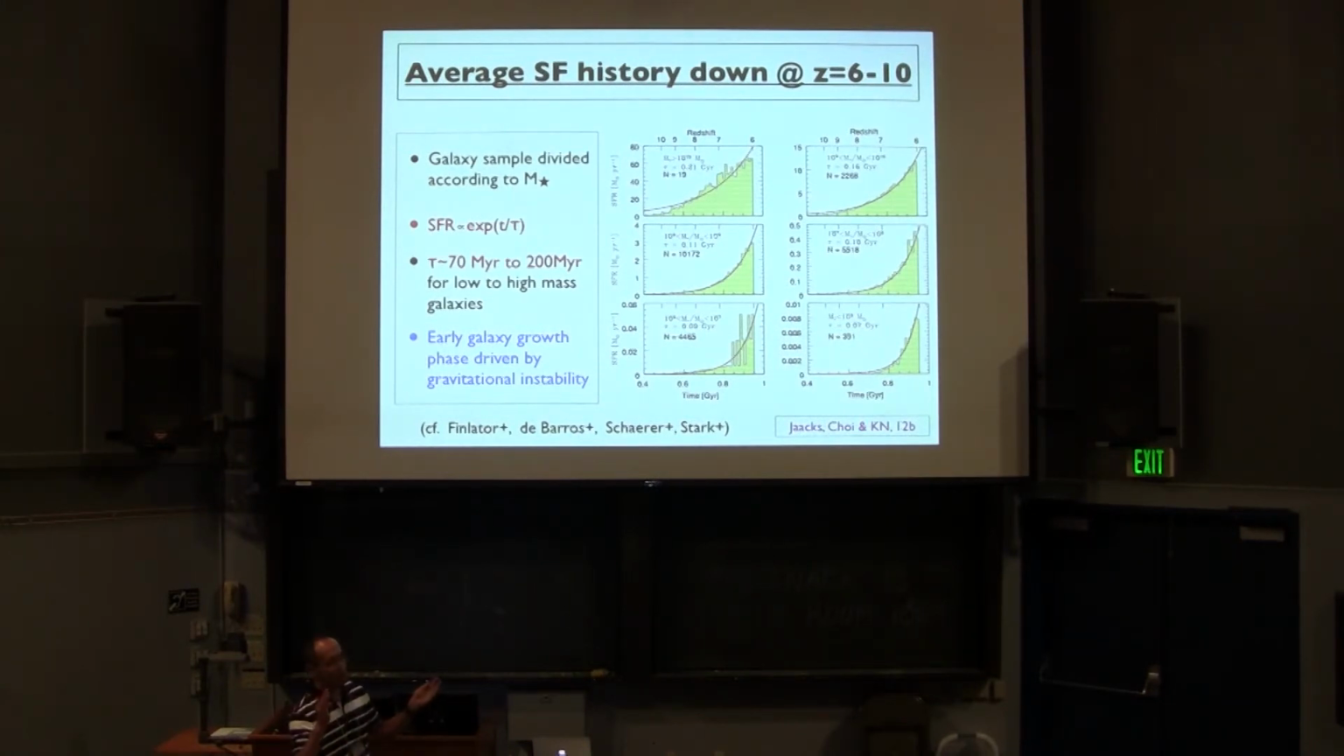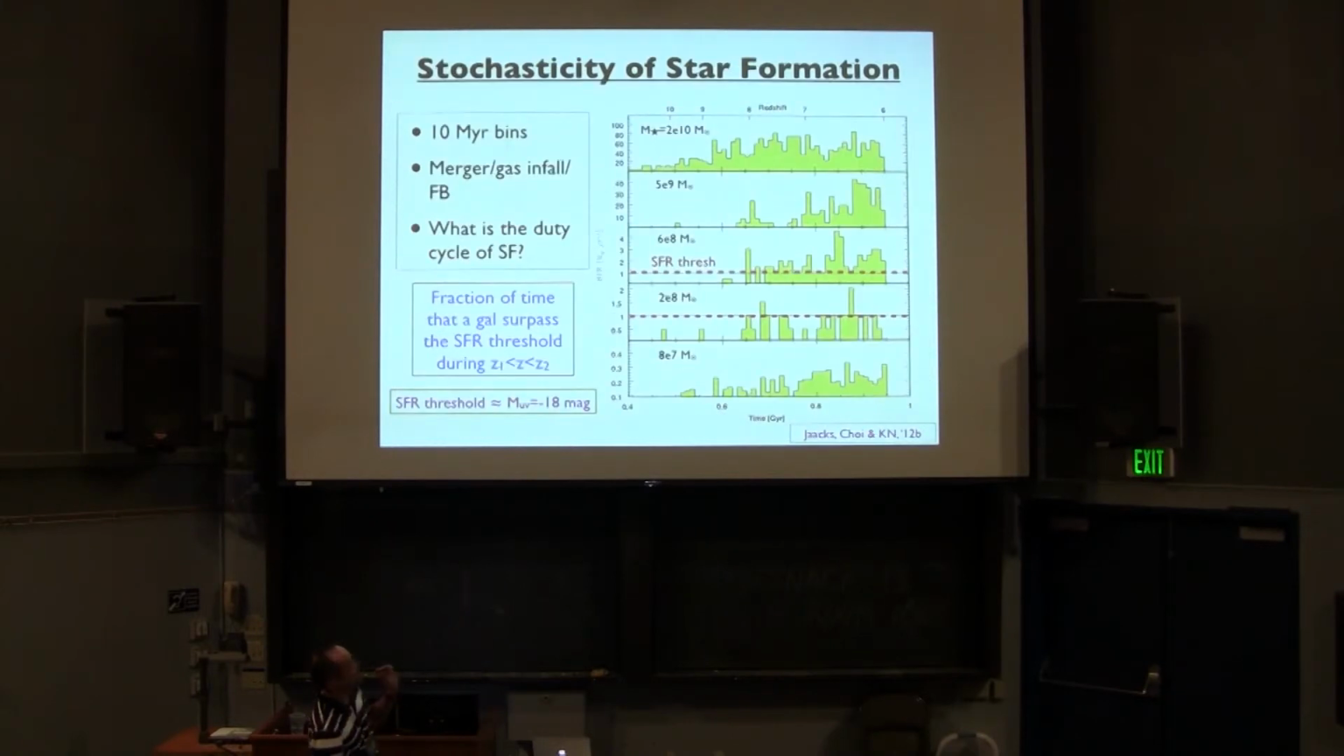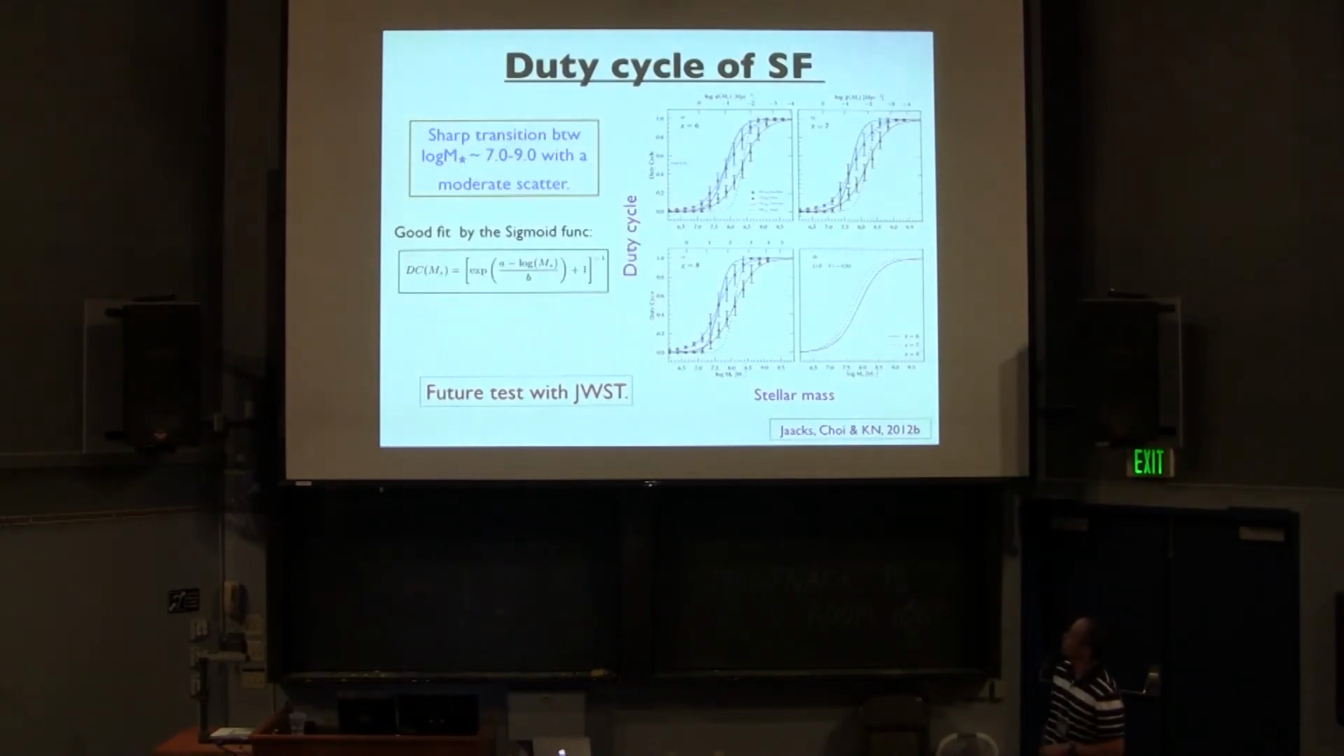Although the average star formation rate is characterized like this, if you look at individual galaxies, even the cosmological runs show stochastic star formation history, very bursty, presumably related to the mergers and gas inflows. So on the order of 10 million year time scales, it does go up and down and show this bursty nature. So we wanted to characterize this duty cycle of star formation, which is how much fraction of time they spend above the observational limit. We measured the duty cycle, the amount of time that they spend above the observational threshold.